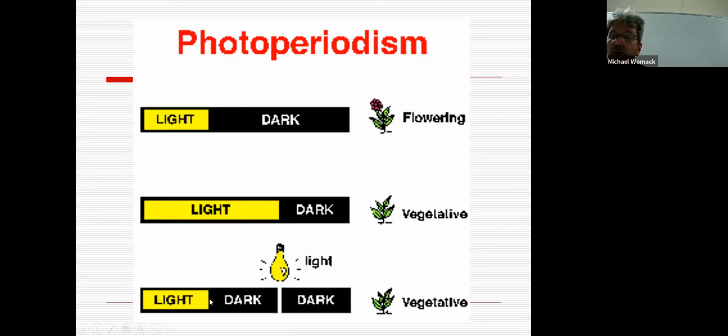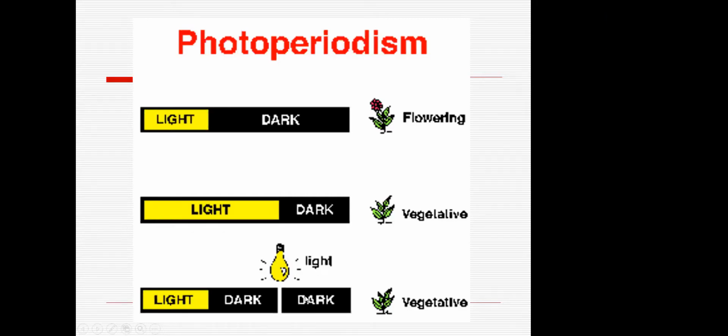But the thing is, if this dark period gets interrupted, even just for a short period, it will keep that plant vegetative for a short day plant, long night, okay? Because the night was interrupted. Does that make sense? Yes, it does.